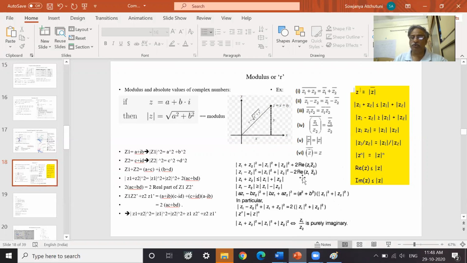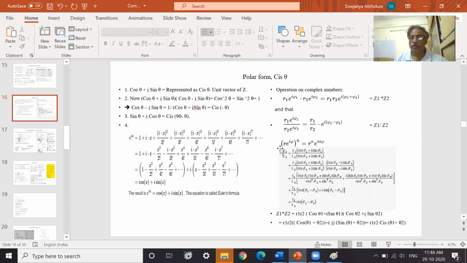There, Z1 by Z2 is purely imaginary. That means it's a 90 degree line. Z1 by Z2 means what? You have seen here, Z1 by Z2 is cis theta 1 minus theta 2. Theta 1 minus theta 2 is what? 90 degree. So cis 90 is cos 90 plus i sin 90. Cos 90 is 0. We have only i sin 90, which is 1. So R1 by R2 is along Y. That means it is only having an imaginary component and no X component. This becomes 90. Theta 1 minus theta 2 is 90.